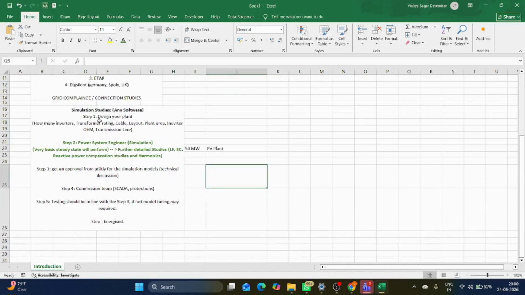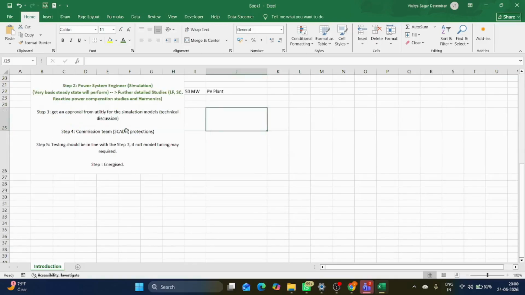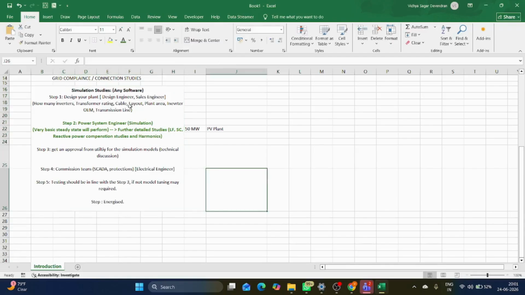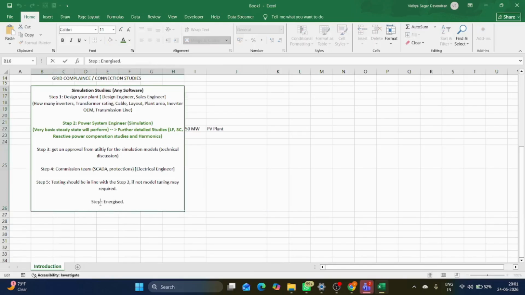The design layout, everything will be given by the design team. We can give some designations also: a design engineer, or a sales engineer, as we mention in our organization. We can call this a power system engineer, a common electrical engineer, and everything else comes under the electrical engineering group, or testing and commissioning engineer. Day to day they will say it like that, but these are the most probable designations. So maybe step six or so.